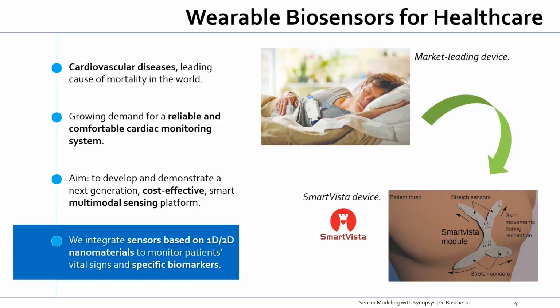In the bottom right, you can see a picture of a sensor, which is itself made of different sensors. These can be strain sensors to measure the respiratory and heart rate, but also temperature, and some sensors to measure the concentration of biomarkers. Now, this video will focus specifically on the sensors used to measure the concentration of biomarkers.